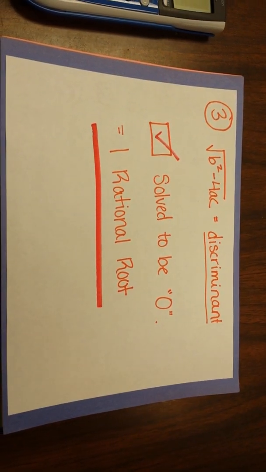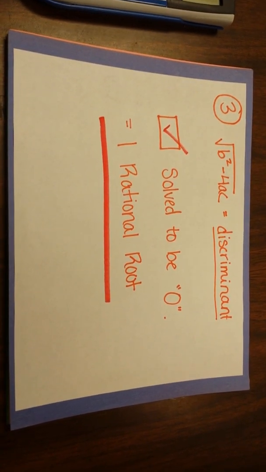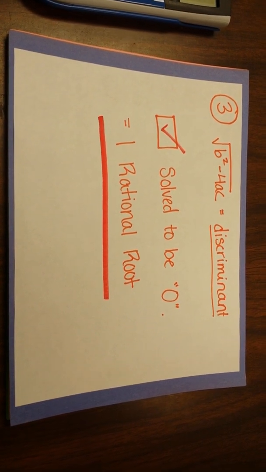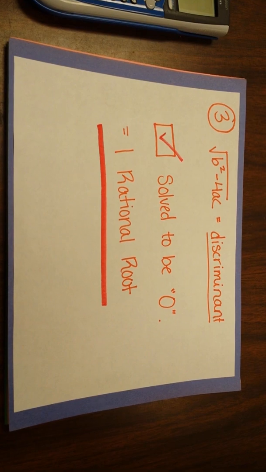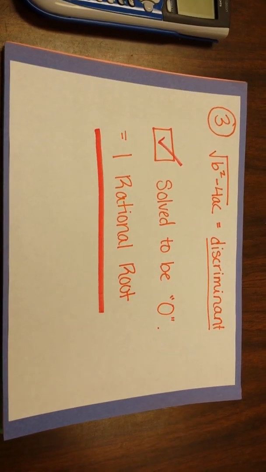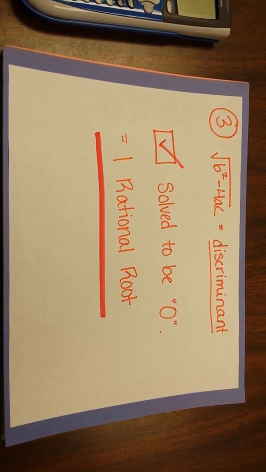So next, once again, you are going to find the discriminant using the same formula you have been using. Only this time, it can solve to be 0. If your discriminant solves to be 0, it is equal to one rational root.